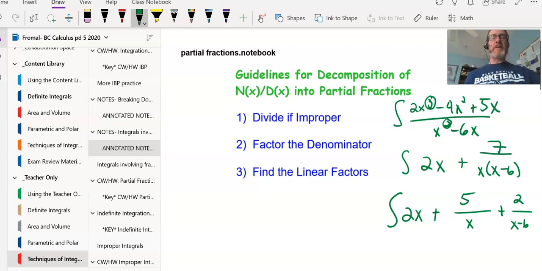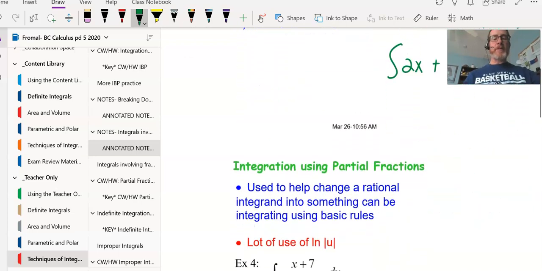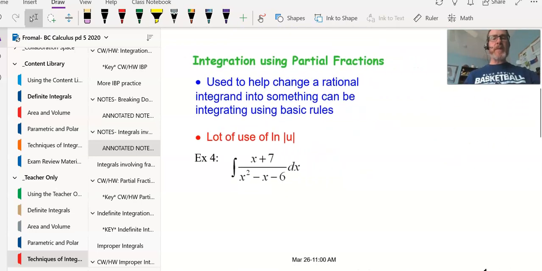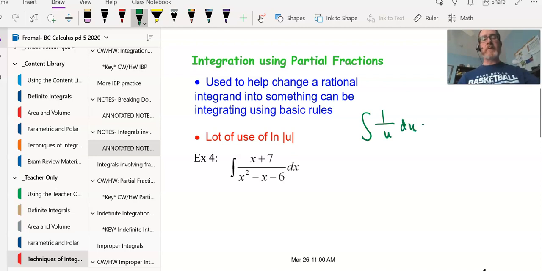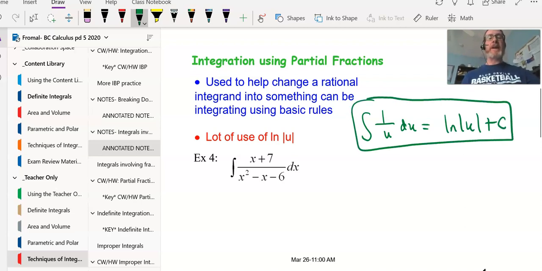So now I'm going to move on to the same three problems that we did in the last video, only now we're going to do the integration. One of the things that you're going to see is we're going to deal with these fractions by trying to get the rational expressions into something that can be integrated using basic rules. A lot of it is going to revolve around remembering the natural log of u. If you remember, the antiderivative of 1 over u is the natural log of u plus c. So we're going to see that, or something like that, a lot in these problems.